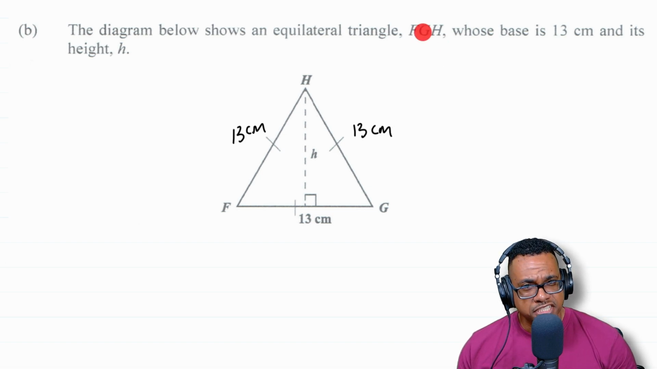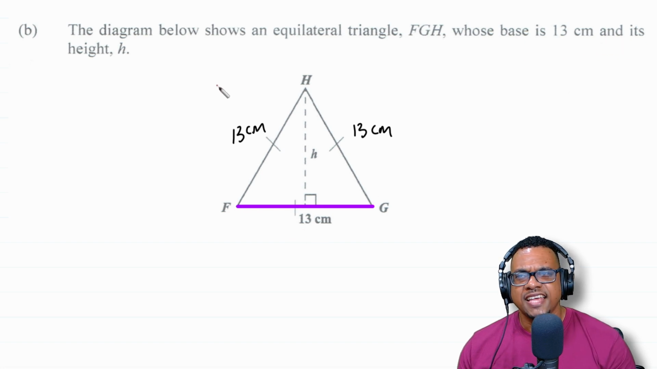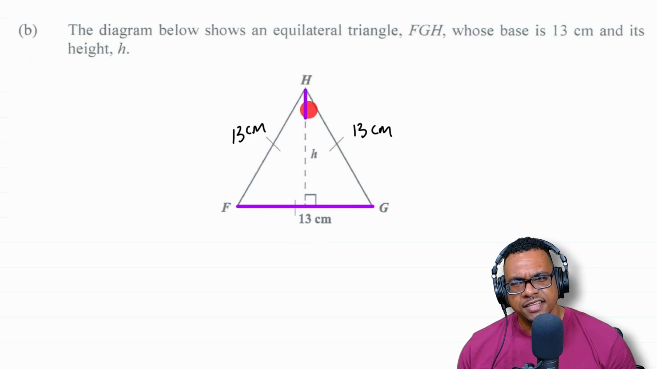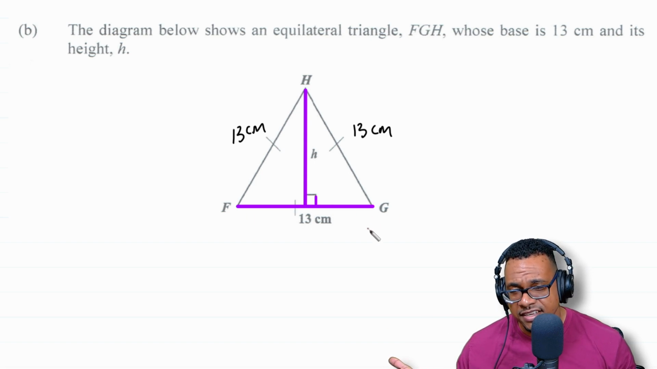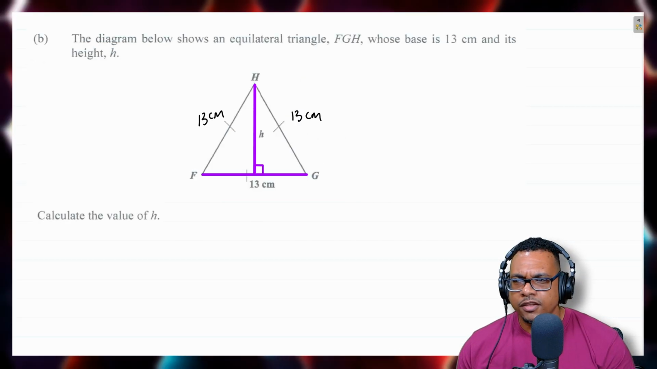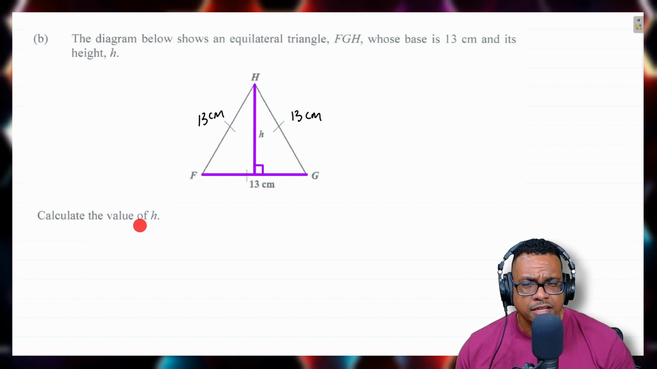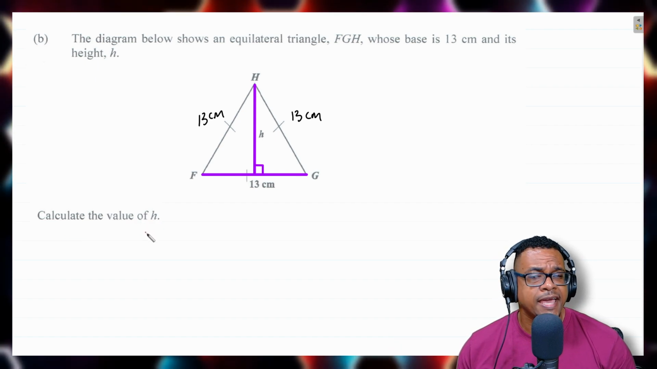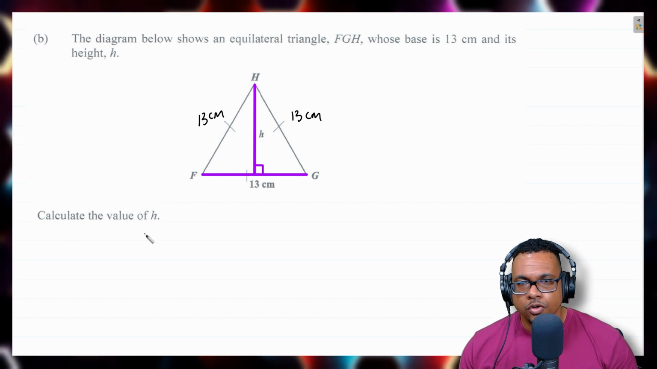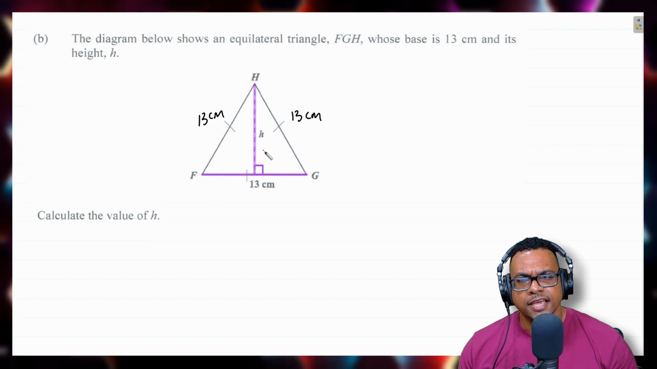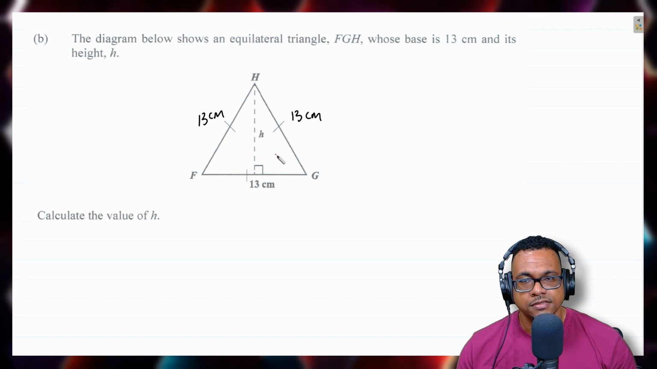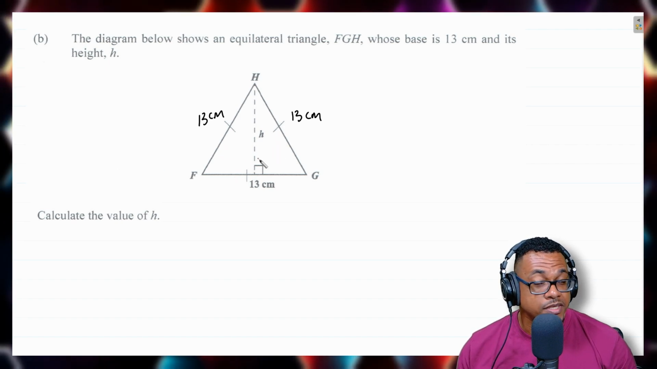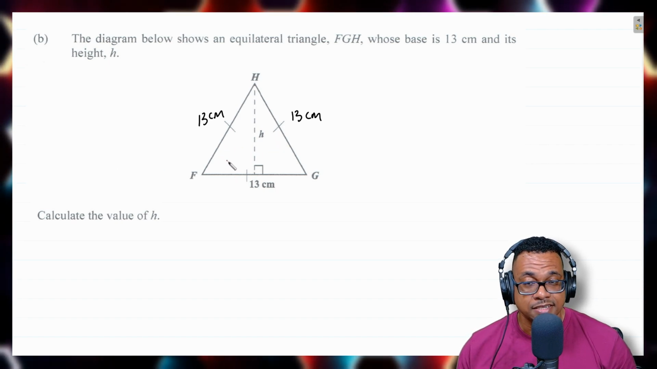So we have FGH, whose base is 13 centimeters, and its height is H. So H here is the height of the triangle. And as we know, height and base of a triangle must be at right angles to each other. Now what they want us to do is calculate the value of H, which means let's find the height of the equilateral triangle. So what we could do here is split this equilateral triangle up into two equal right angle triangles. Or I could say the right angle triangles would be congruent because they would be exactly the same.